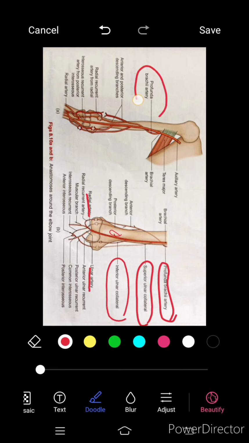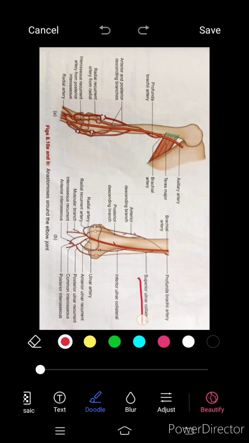Now the profunda brachii artery arises at the level just below the teres major muscle, and it accompanies the radial nerve. The superior ulnar collateral branch arises in the upper part of the arm and it accompanies the ulnar nerve. And the inferior ulnar collateral or supratrochlear branch arises in the lower part and it takes part in the anastomosis around the elbow joint.